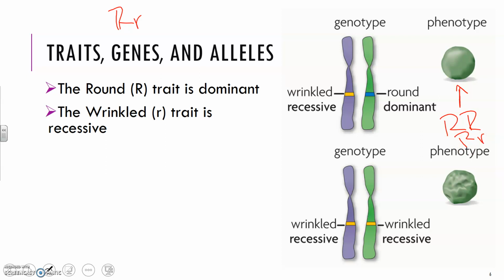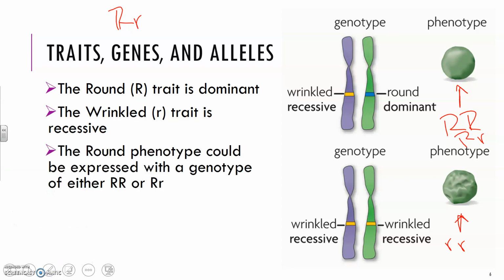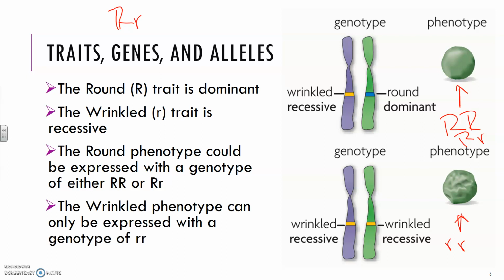And then down at the bottom here, we see our homozygous recessive. Okay, so you have two alleles for the wrinkled trait. Okay, the wrinkled allele. So the genotype here is lowercase r, lowercase r. Okay, which is the only way that we can get the recessive phenotype to show up. So the round phenotype, again, could be expressed with a genotype of either capital R, capital R or capital R, little r. The wrinkled can only be expressed with a genotype of little r, little r, so homozygous recessive.